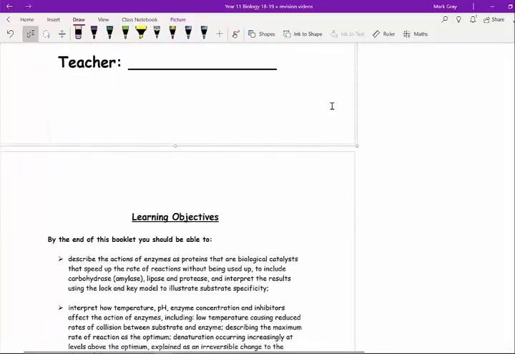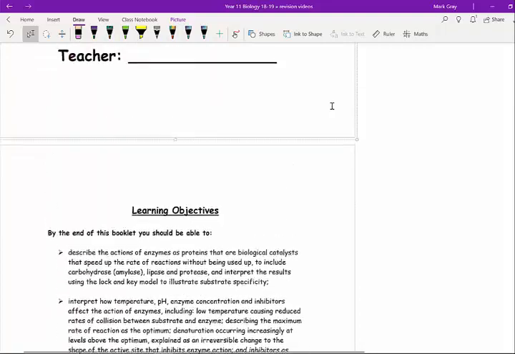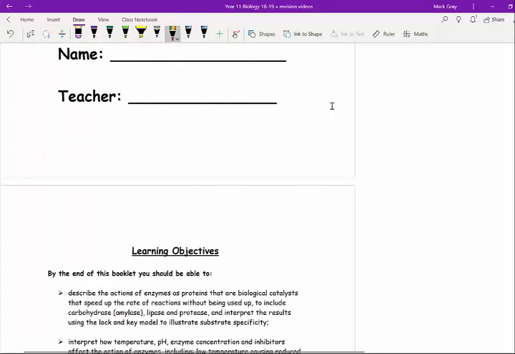So, enzymes and digestion. Now, I think we'll split this up into two parts. We'll do enzymes, which is the bit that's going to take the longest, and then we'll do digestion in a separate video.